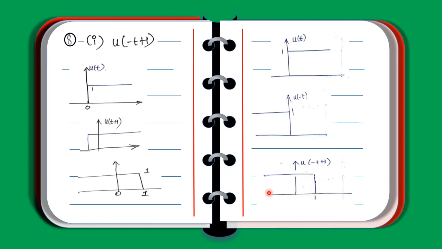Now compare this result and this result. Are they the same? Yes. In the case of combined operations of reflection and shifting, in whichever way we do it, we get the same answer. The order is not important. But that is not the case with the combination of scaling and shifting. We have to be careful about the order there. We will see that in detail in subsequent examples.